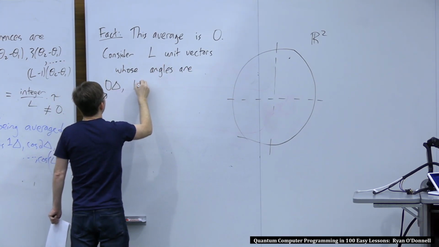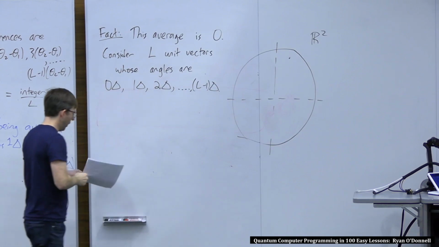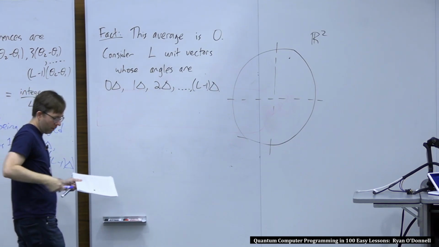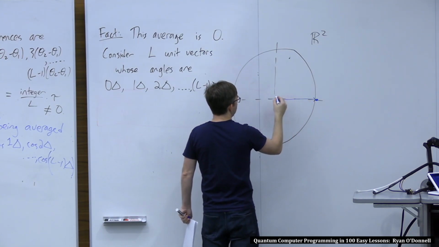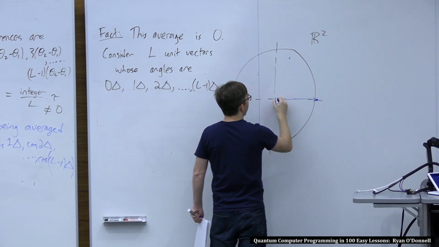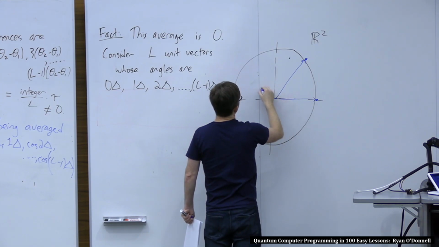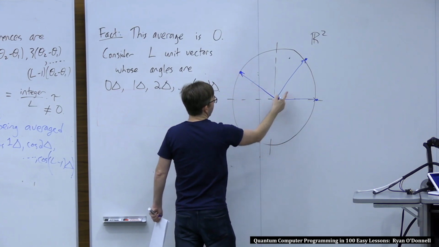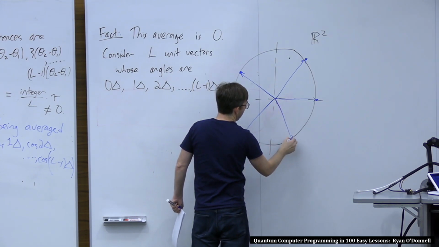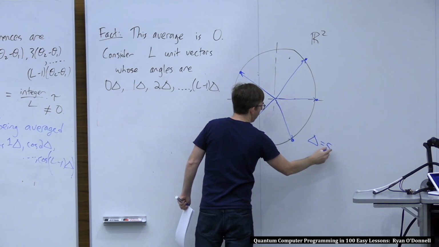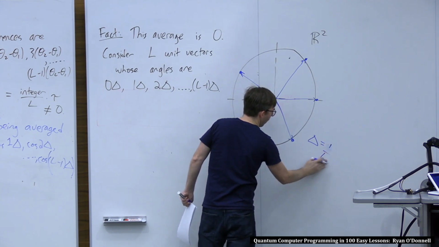0 delta, 1 delta, 2 delta, up to L minus 1 delta. Okay, so I'll draw them over here. So this is the one at angle, maybe delta, and then maybe this is the one at angle 2 delta, maybe this is the one at angle 3 delta, 4 delta. Okay, maybe in this picture delta is 1 over L.